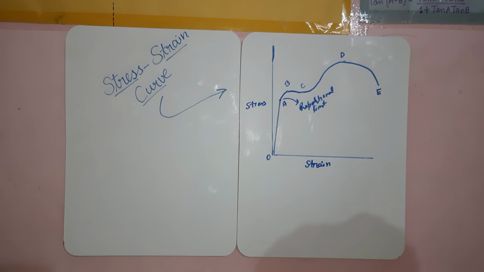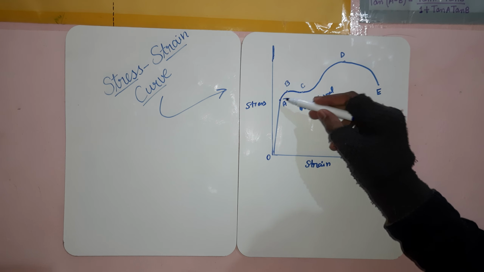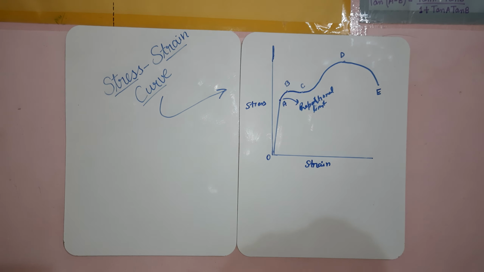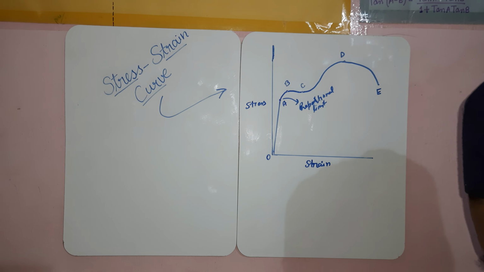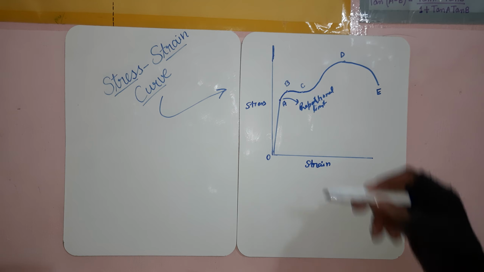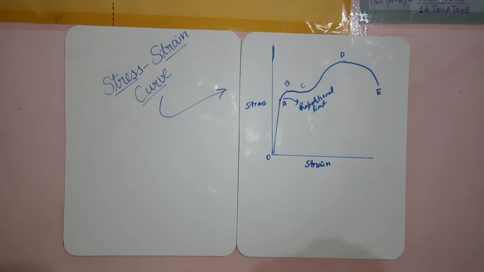After point A, the stress is not proportional to the strain. As you can see, a curved path runs from A to B. From A to B, stress is not directly proportional to strain. However, if the load is removed at any point between O and B, then the curve is retraced along OAB and the wire attains its original position.